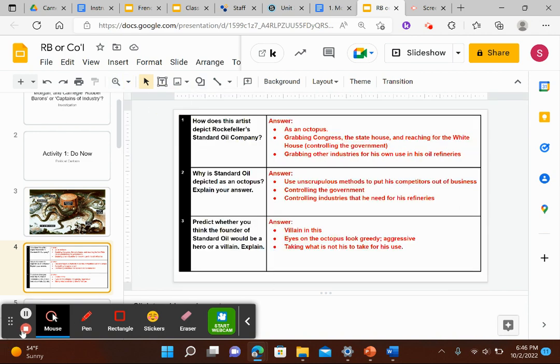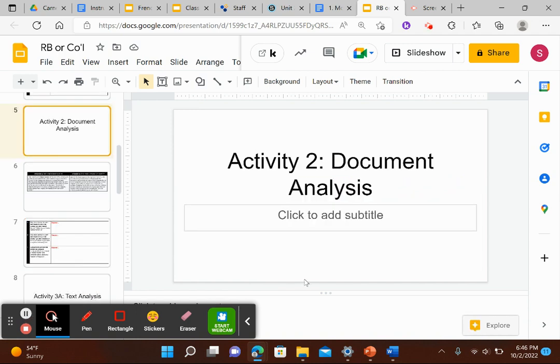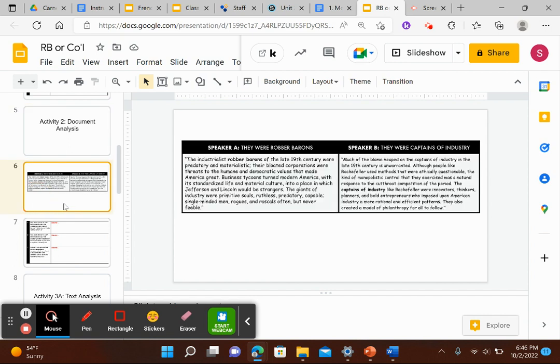So the next activity is a document analysis. So we're going to look at what two speakers say. I'm going to read it and then I'm going to highlight some parts of the text or annotate. So speaker A, they were robber barons. So this speaker is going to say that these industrialists were robber barons, and that this is going to help us understand what a robber baron is. The industrialist robber barons of the late 19th century were predatory and materialistic.